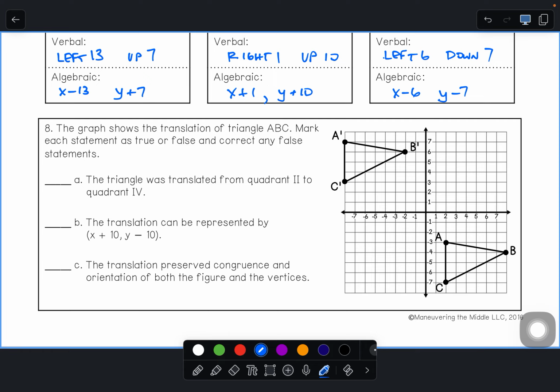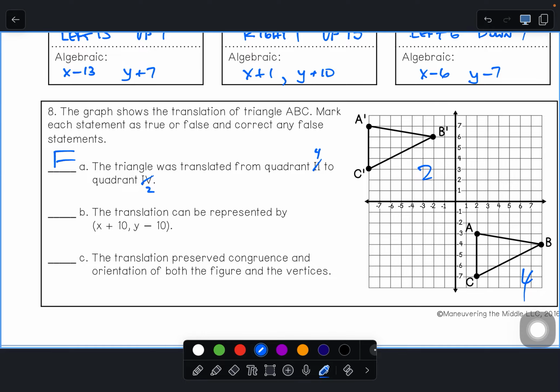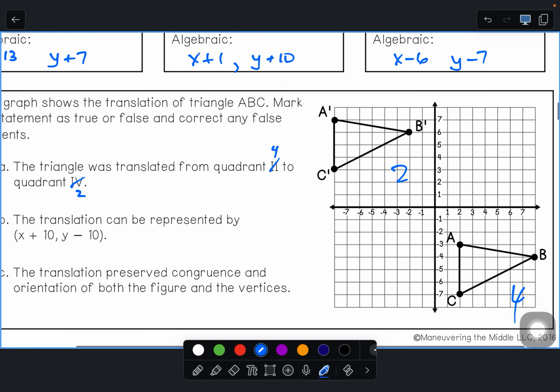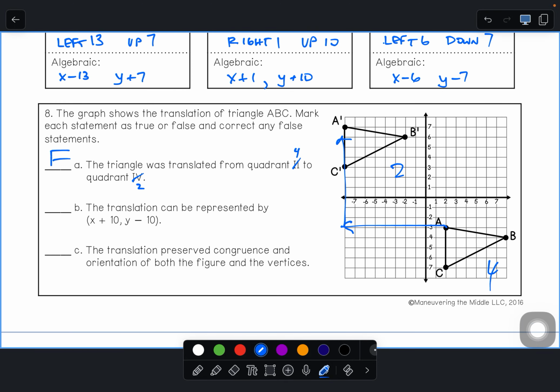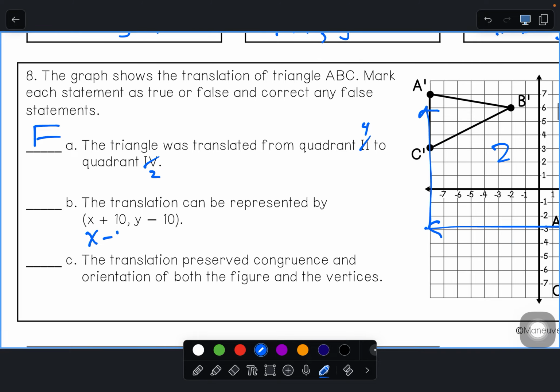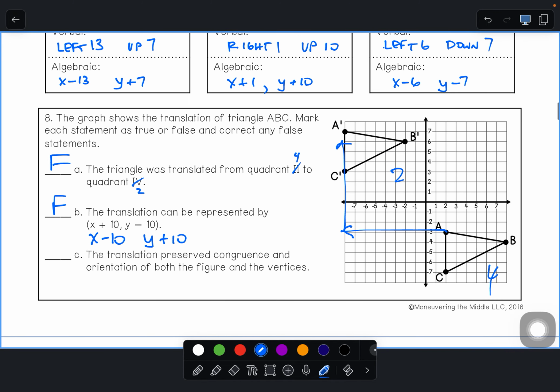The translation can be represented by x plus 10 and y minus 10. Okay, so I think we have that backwards, right? So it looks to me like A to A prime is going to go 2 to 8, right? And then negative 3 to 7. So I think we have that backwards. I think we should have x minus 10 and then y plus 10. So this was false.